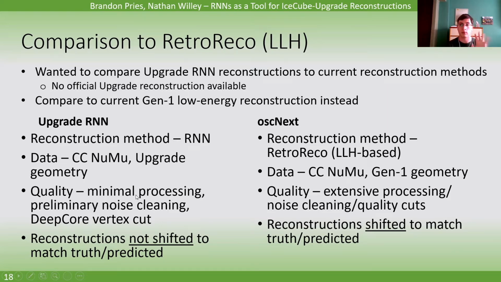We are dealing with much lower quality data than they are. We have minimal processing, again, the preliminary noise cleaning and the DeepCore vertex cut. They have much more extensive processing and noise cleaning and quality cuts. And then another big thing to note here is that the Osnex Retro Reco reconstructions are shifted so that the predicted will trend along the truth, and ours are not, and I'll explain more about this on the next slide.